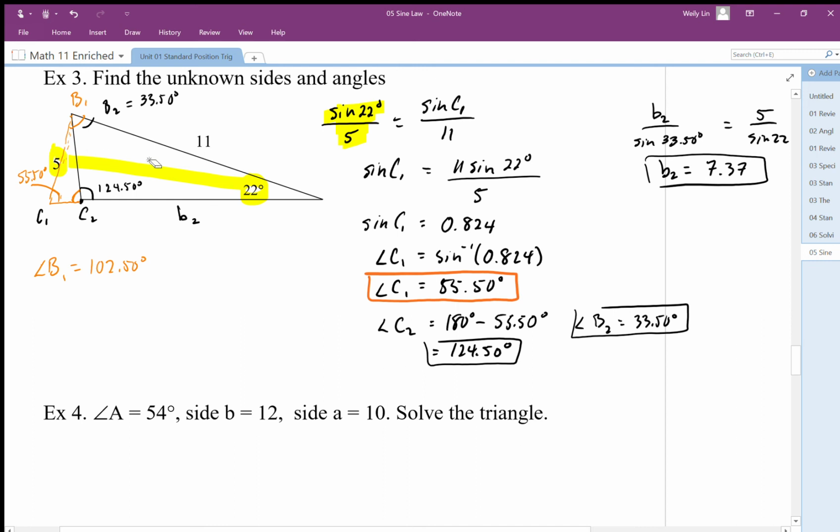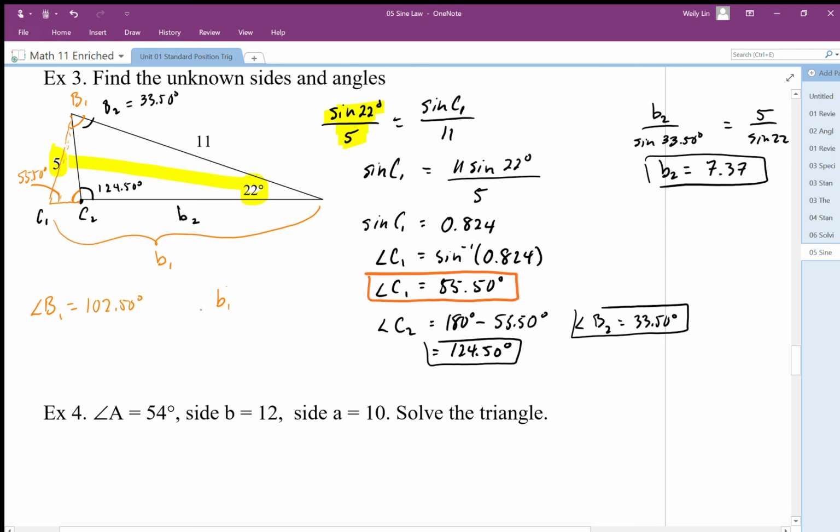Now, this diagram isn't all that accurate. If you look at the proportional lengths, they're actually quite a bit off. So the diagram can be deceiving, and we can't really go by the diagram. We have to go by the measurements given. Now I've got a different angle for these two, which means I'm also going to get a different side here. This longer length here we're going to call B1. So angle B1 is going to give rise to side B1.